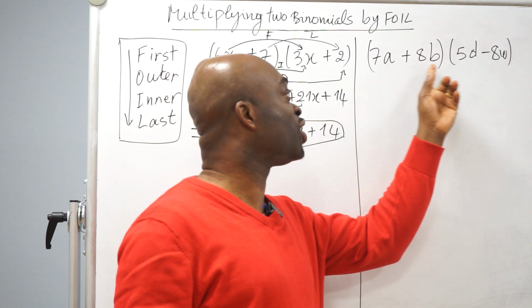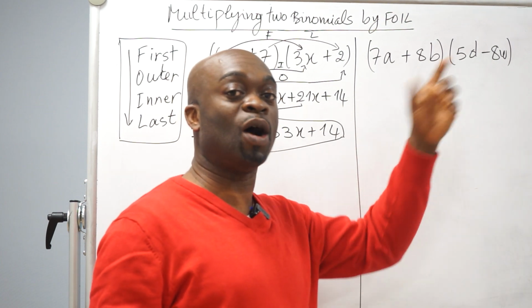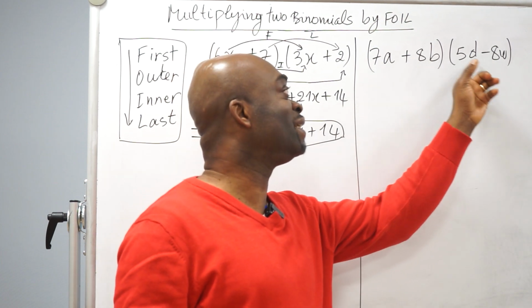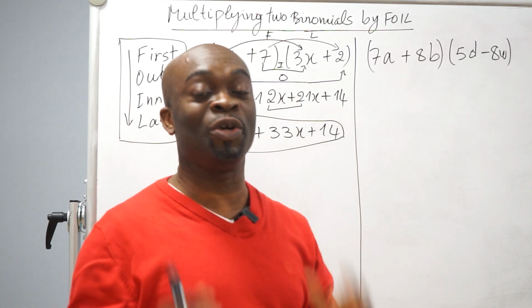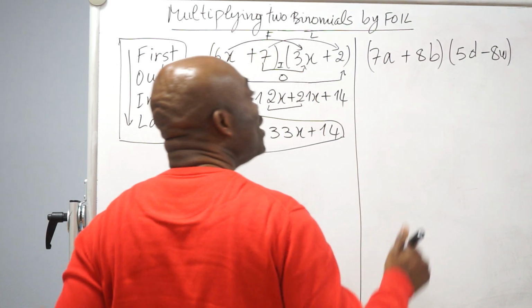The variables associated with the terms here are all different. You have a here, b here, d here, w there. How do we deal with that? But don't be scared. We're good. I got you. So let's go at it. So what's going to happen?